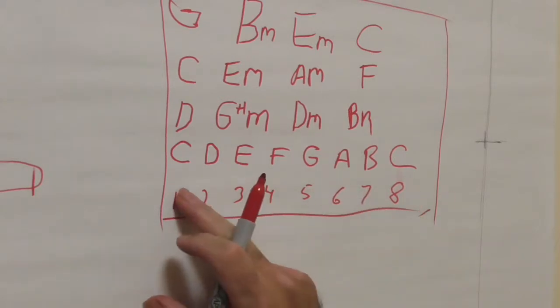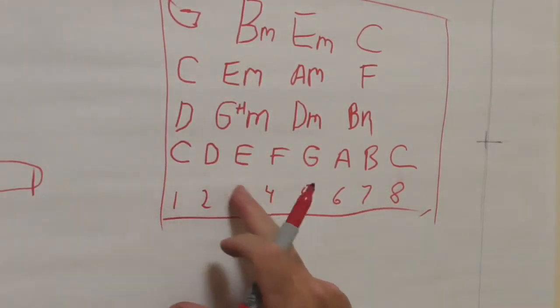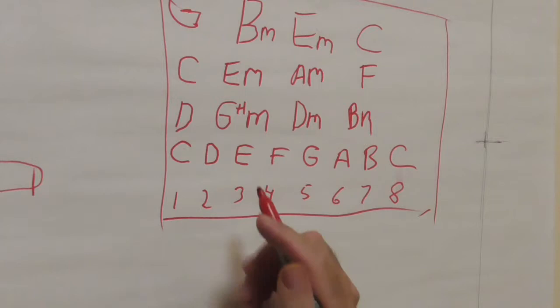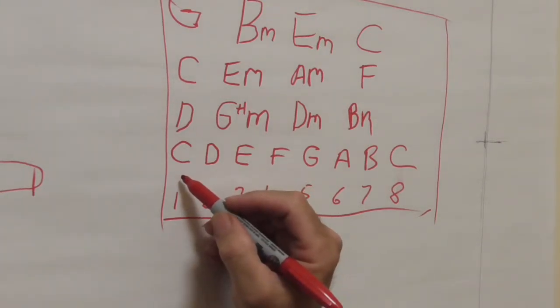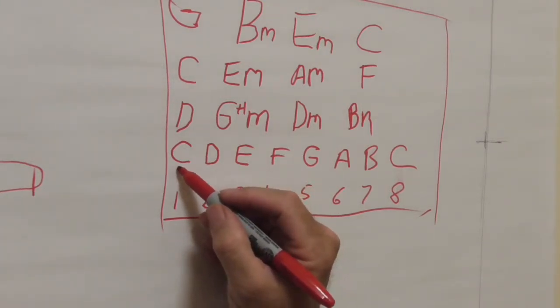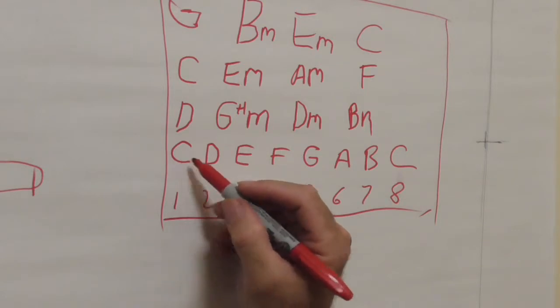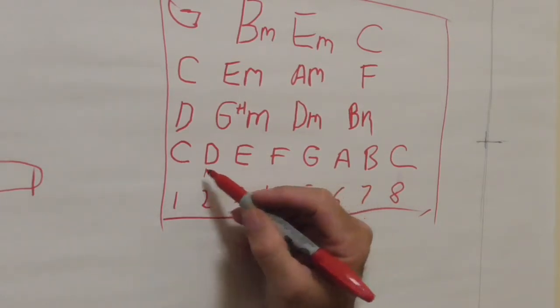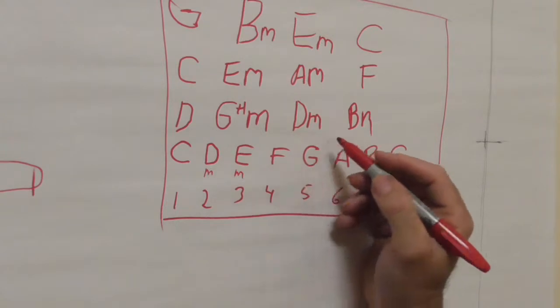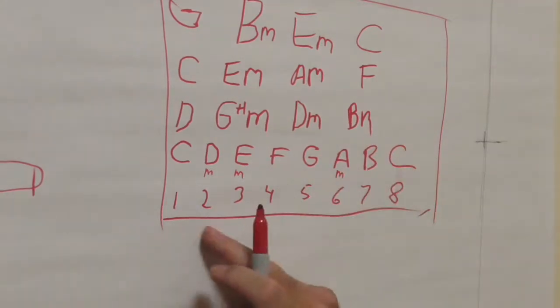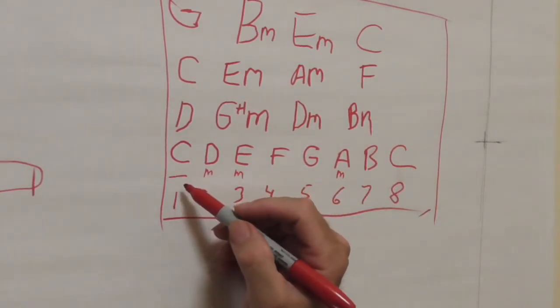So you could do this starting with G, A, B, C, D, but we're just going to do it in the key of C now. What you have is, I think it's called a natural note. So the first is always going to be a natural, and your second is always going to be a minor, your third is always going to be a minor, your sixth is always going to be a minor, and your first is, I think it's called a natural.